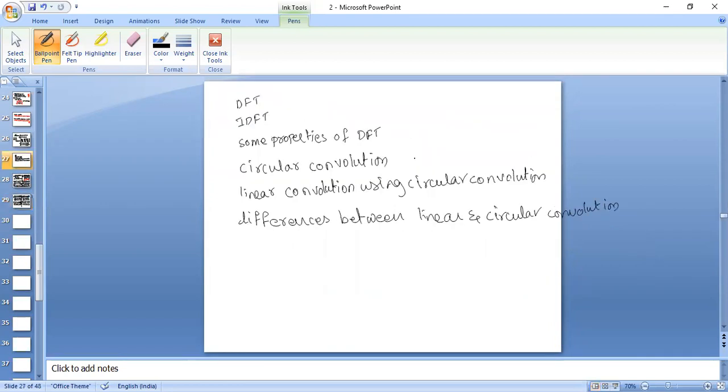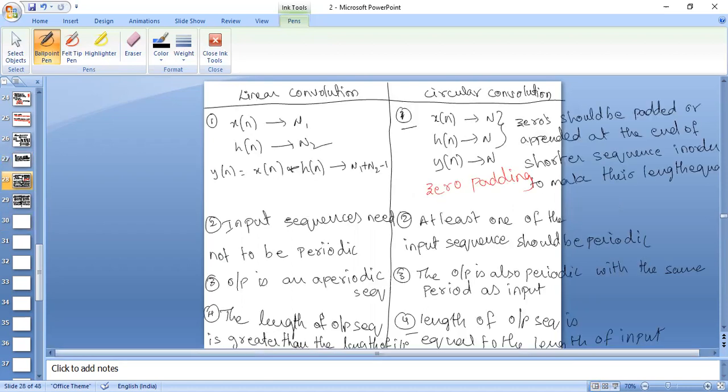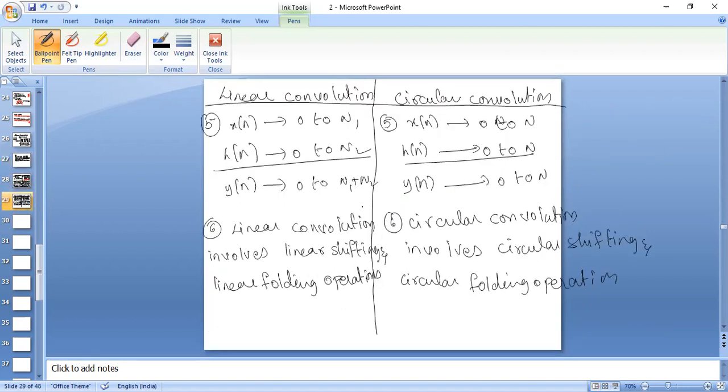And here we have learned circular convolution using 4 different methods: table method, matrix method, circle method, using convolution property of FFT. Okay. And these are the 6 main differences between linear convolution and circular convolution.